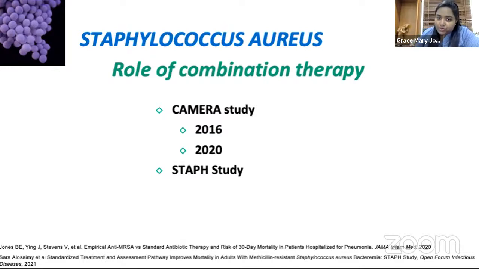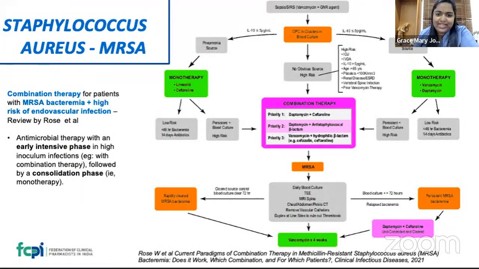But the Staph study also showed that this is something that can be done to clear out the Staph aureus bacteria at the earliest. Okay, so this slide I have taken from the SIDP and from this Rose et al., which shows that if a patient is coming with SIRS, sepsis, and if the patient is at high risk, maybe combination therapy is something that you can give. And the combination therapies that they are talking about is daptomycin plus ceftriaxone, or daptomycin plus an anti-staphylococcal beta-lactam, or vancomycin plus a hydrophilic beta-lactam like cefazolin. Okay, so this is something that is still going on.